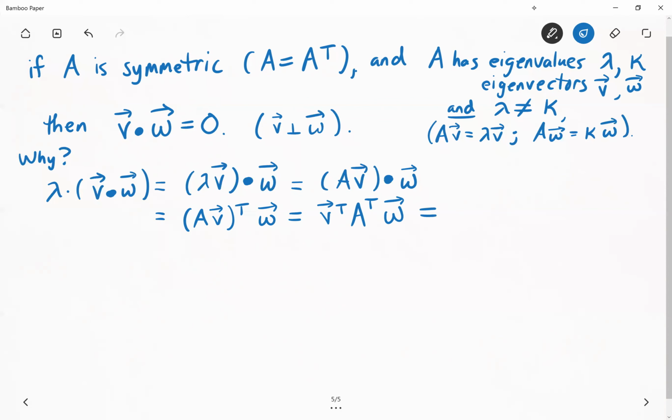Next is the part where we use the hypothesis that A is symmetric, and so A is equal to A transpose. So returning to my string of equalities, I can write V transpose times A times vector W. And again, that's because A is symmetric. It's a very important assumption.